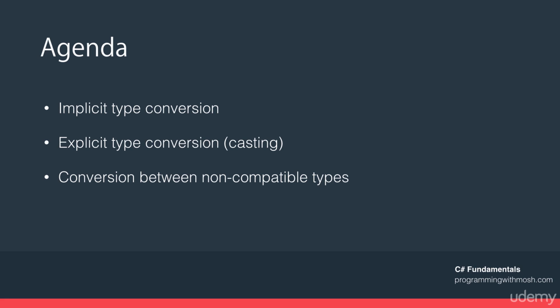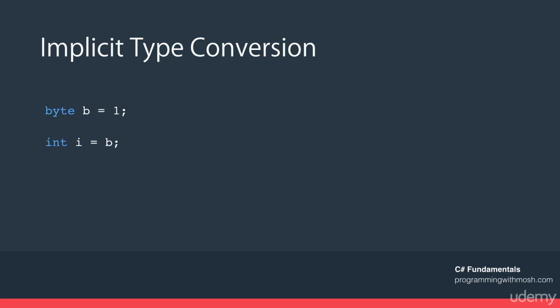In this video, I'm going to talk about various kinds of type conversion in C#. We have implicit type conversion, explicit type conversion, which is also called casting, and we also have conversion between non-compatible types. Here is an example of implicit type conversion.